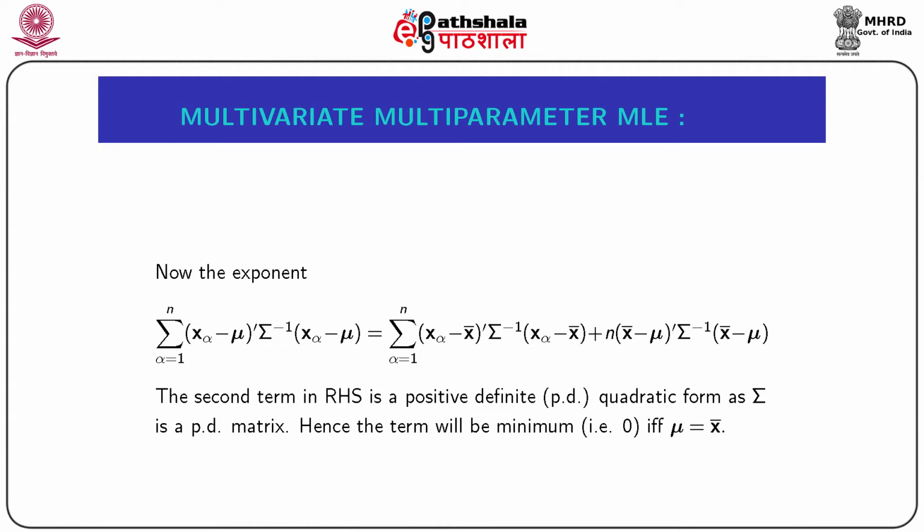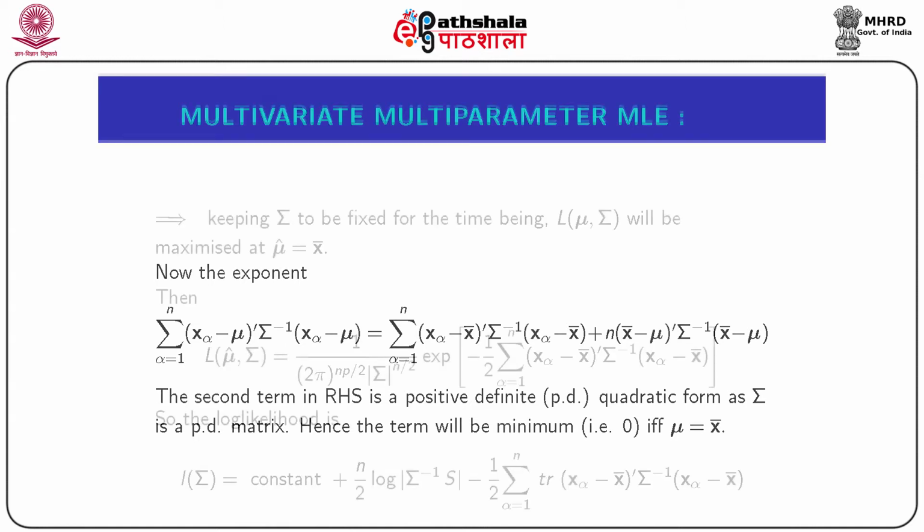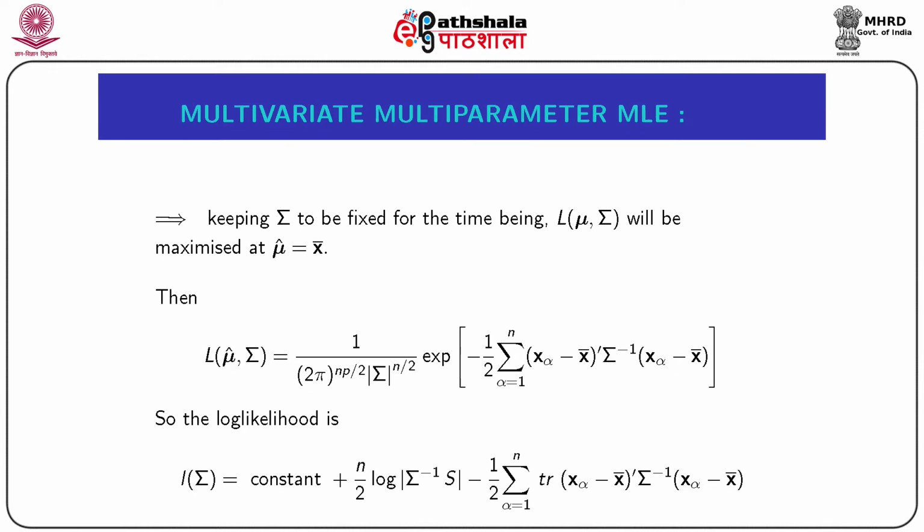The second term on the right hand side is a positive definite quadratic form as the involved matrix sigma is a PD matrix. Hence, the term will be minimum, that is 0, if and only if x bar minus mu equals the null vector, that is, if and only if mu equals x bar. This implies, keeping sigma fixed for the time being, the likelihood function of mu and sigma will be maximized at mu hat equal to the sample mean x bar.